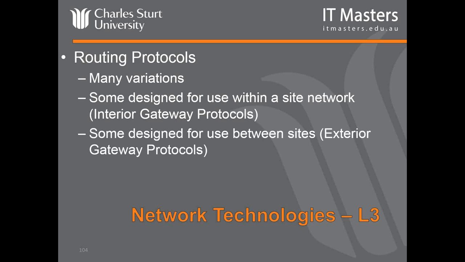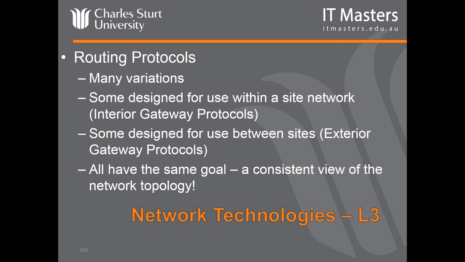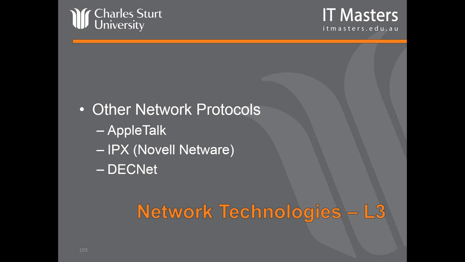We have internal things, interior gateway protocols. These are things like OSPF, where we want to maintain our internal network topography. We also have exterior gateway protocols between sites. So connecting different organizations on the internet would be something like BGP4, an exterior gateway protocol. Everything has the same goal here. We're talking about creating a consistent view of network topography. So at the end of the day, it's all about ensuring consistency.